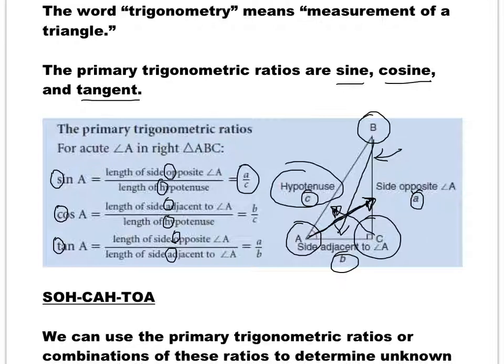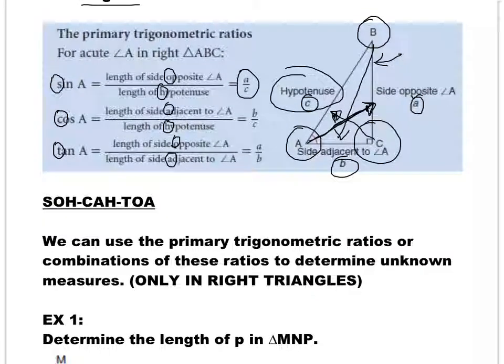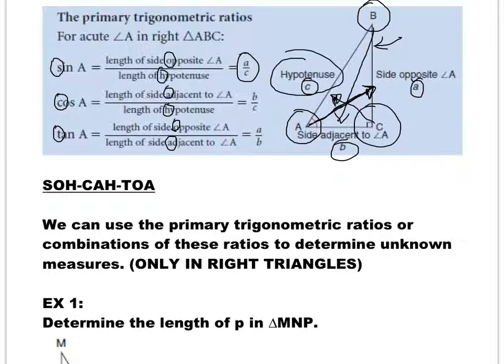Again, these are just refreshing your memory from grade 10 and 11. There is nothing new here. Remember that we can only use trig ratios, sine, cos, tan, in right triangles, and we can use it to solve triangles. Just to remind you, solving a triangle means finding all the sides and all the interior angles of the triangle. This is what solving triangle means.